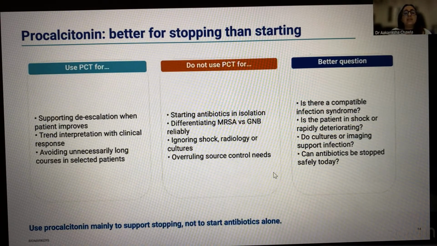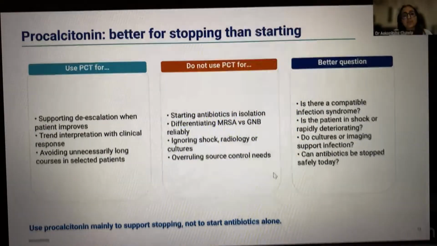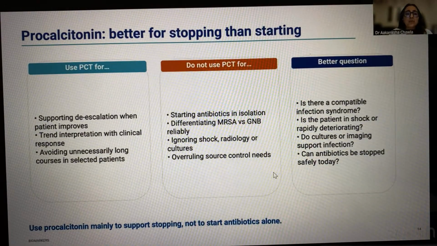Biomarkers, again very widely used and often misinterpreted. They support de-escalation. They are not your decision makers. A procalcitonin in a patient who is in septic shock, hemodynamically unstable, rapidly deteriorating, with a low procalcitonin does not mean that you do not give appropriate therapy or start de-escalating. It is important to interpret it properly, look at the trend values to actually assess clinical response. It is better used for de-escalation, when the patient is improving.